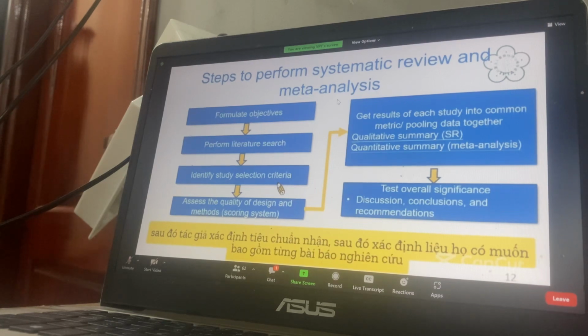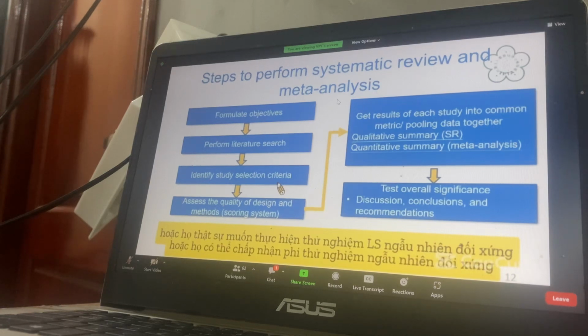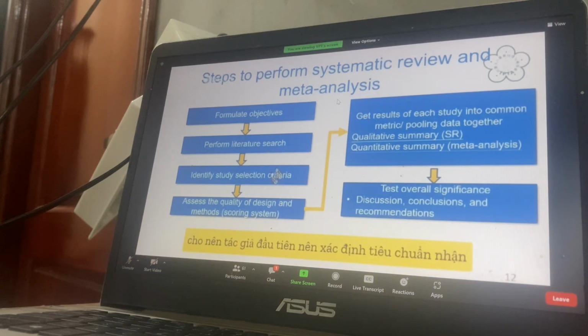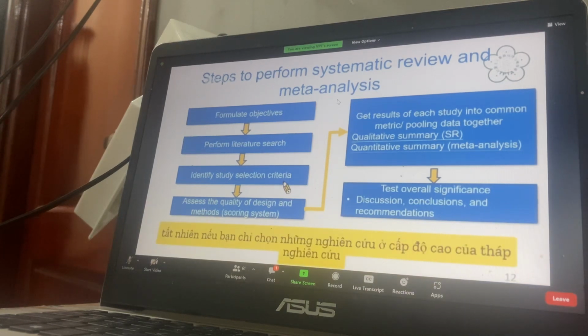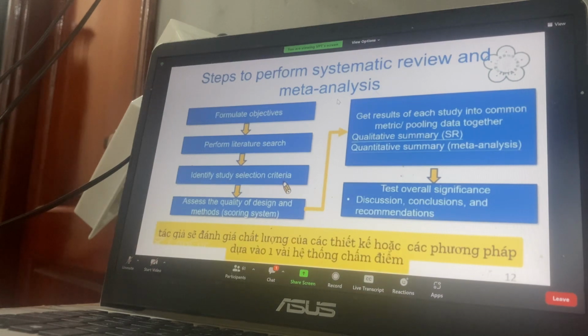Then the authors will identify the study selection criteria. They will need to identify whether they want to include every study they searched, or they only want to include randomized controlled trials, or they could also accept non-controlled trials. So the authors first need to identify study selection criteria. Of course, if you only include studies with a higher level within the pyramid, then the results you get from those studies are also at a more rigorous level and of higher quality.